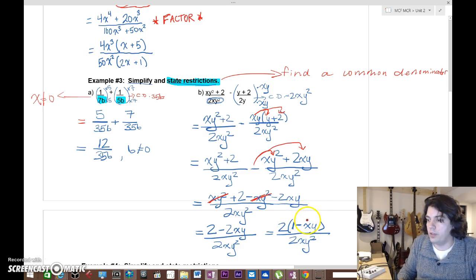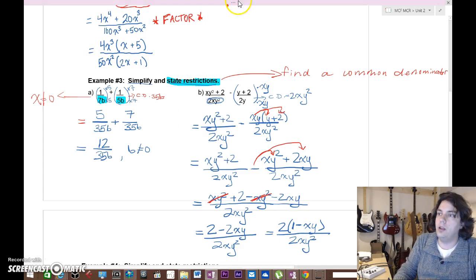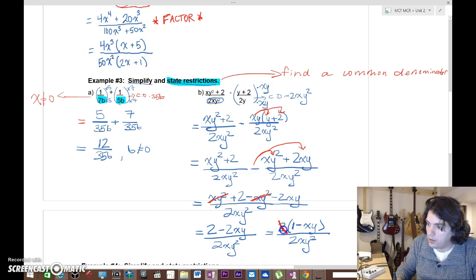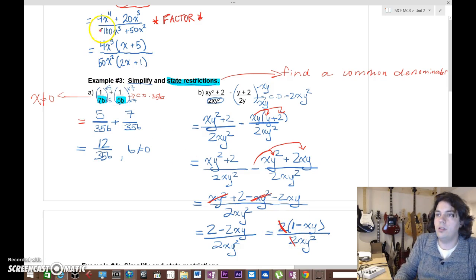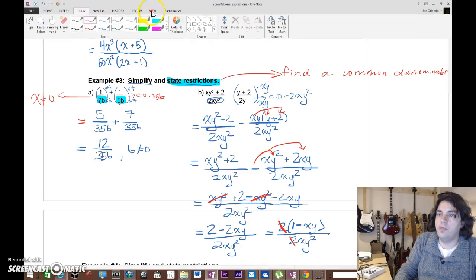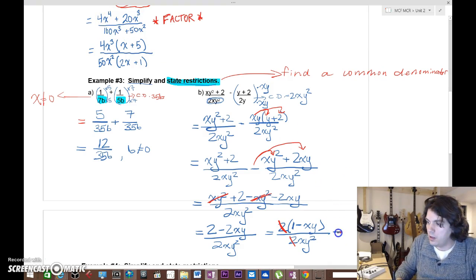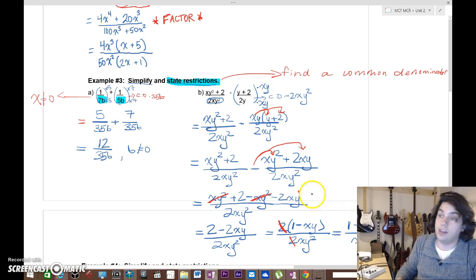And now, because we only have multiplication here and multiplication down here, we can actually cancel out, not factor out, but cancel out those 2's. And that's going to leave us with our final answer of 1 minus xy over xy squared. And there's nothing more I can do to factor that, so that is the final answer.